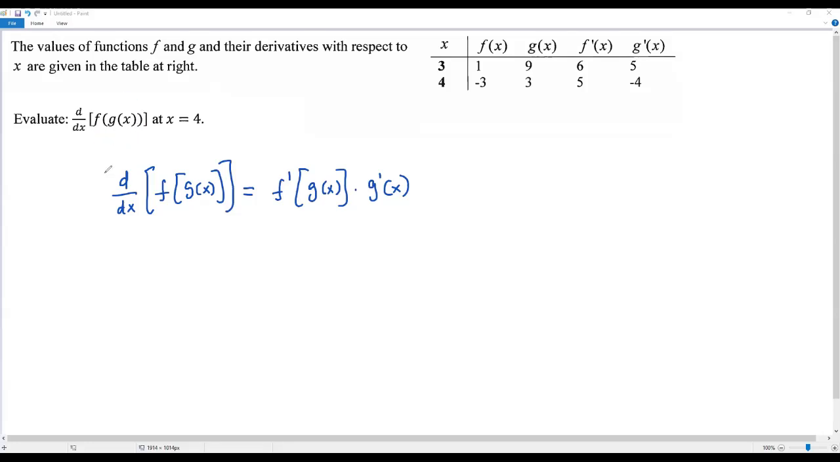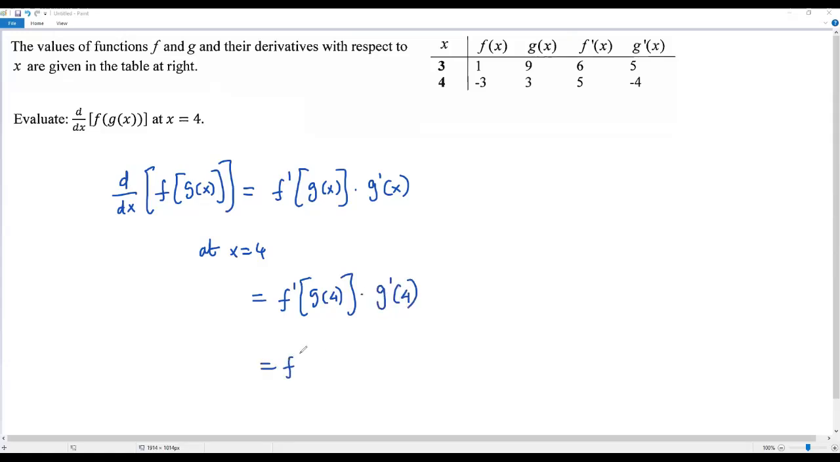But our aim is to evaluate the result of this derivative at x equals 4. So we have to plug in x equals 4 in this result. Let me plug in x equals 4 over here. Then I am getting f prime of g of 4 times g prime of 4.